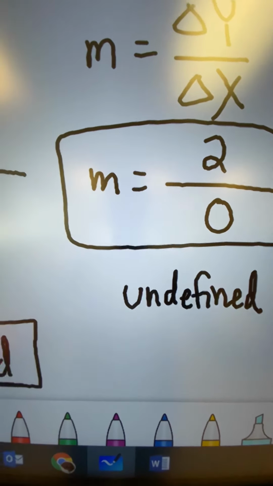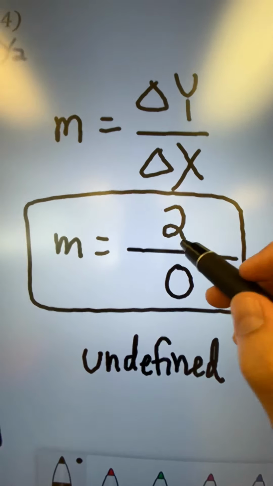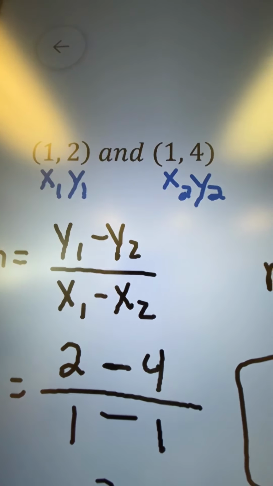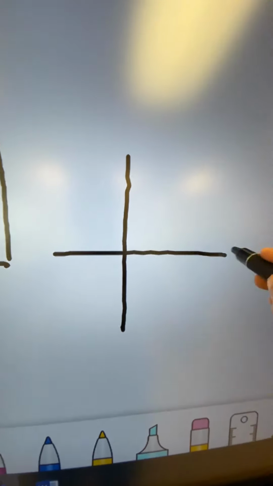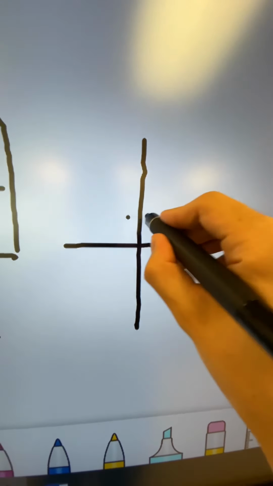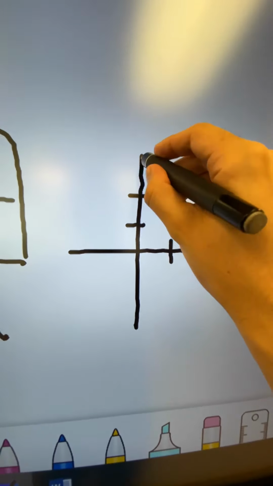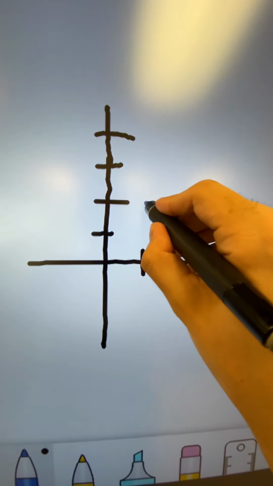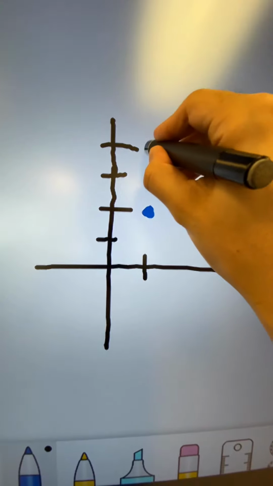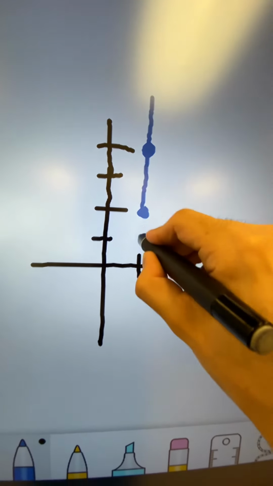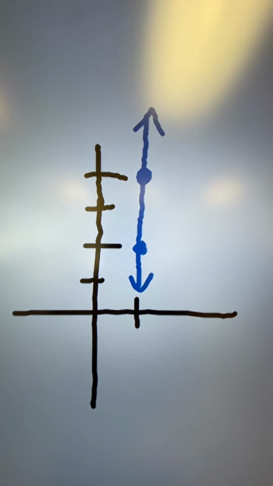So what I'm going to do is I'm going to actually sketch these 2 points so you can see why it's undefined. I do a quick sketch, and the 2 points were 1, 2. So 1, 2 would be here, and then the other one is 1, 4. So 1, 2, right 1 up 2, and then 1, 4 will be right 1 up 4. And you can see that if I draw a line through these 2 points, it's a vertical line.